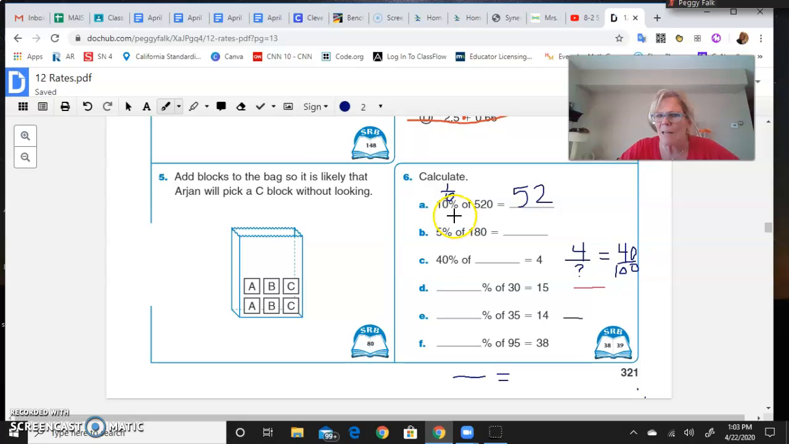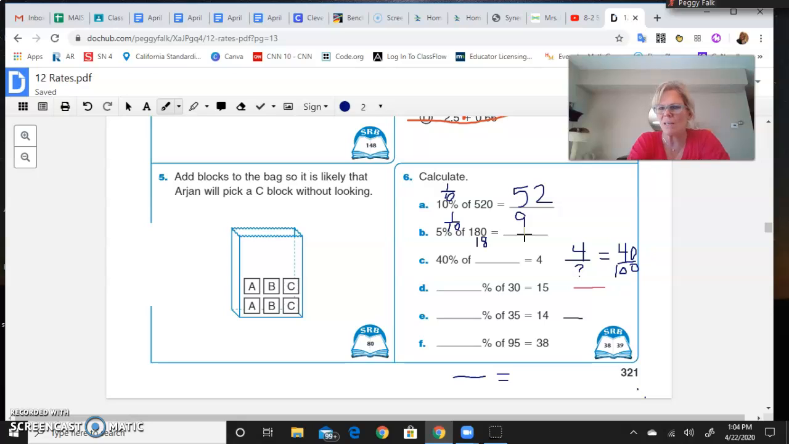Okay, 180. Now again, because 1/10 or 10% is pretty easy to figure out. So 10% of 180, I'm going to take 180 divided by 10, and I'm going to get 18. Well, that's 10%, but I want 5%, which is half of 10%. So half of 18 is 9.